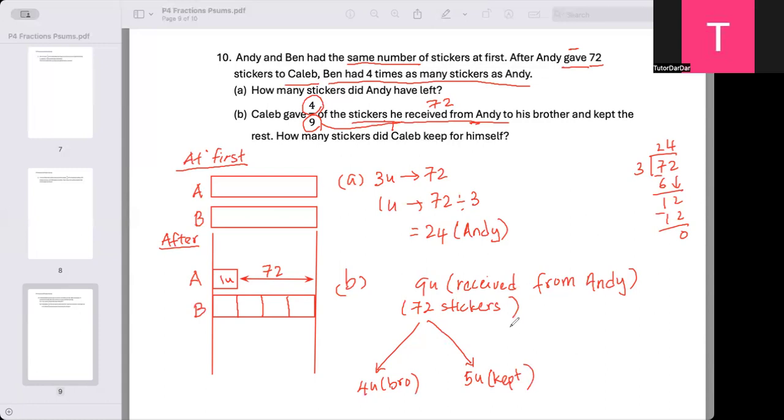Okay, based on this, it's very easy to solve. You already know 9U is 72. So 1U is 72 divided by 9, which is equal to 8. So they say, how many stickers did Caleb keep for himself? Keep for himself means 5U. So 5U is going to be 8 times 5, which is equal to 40. So this is the answer for A, 24, and this is the answer for B.